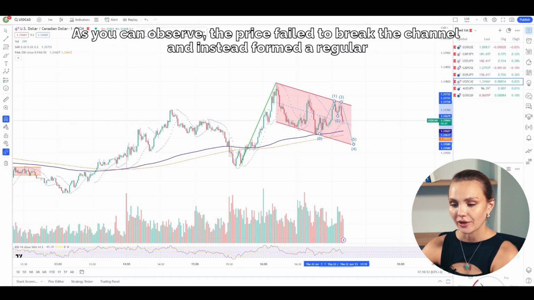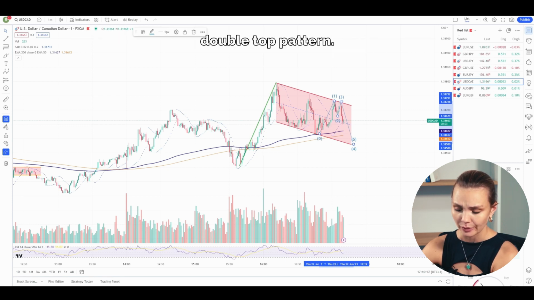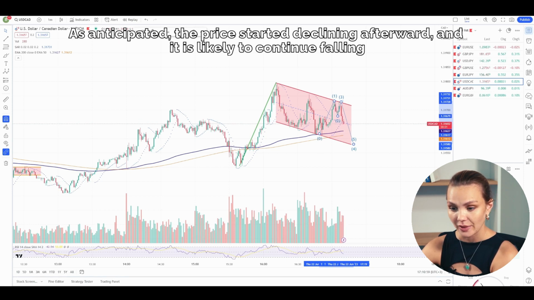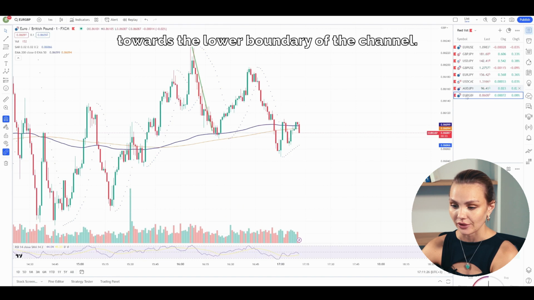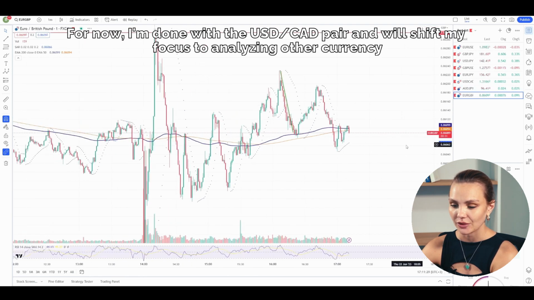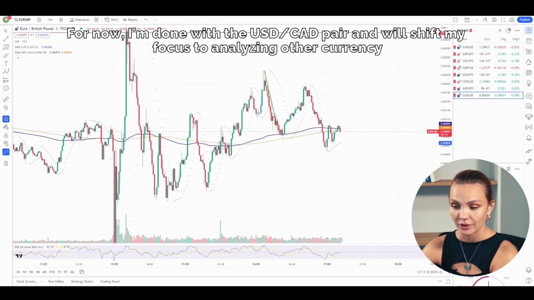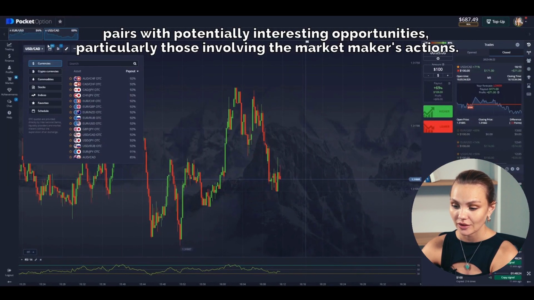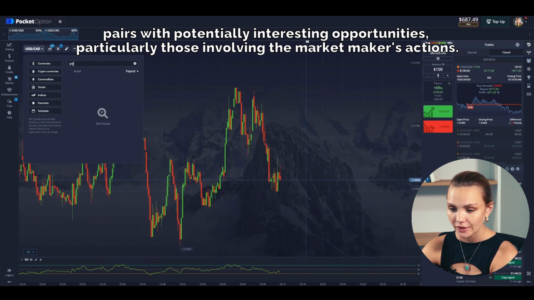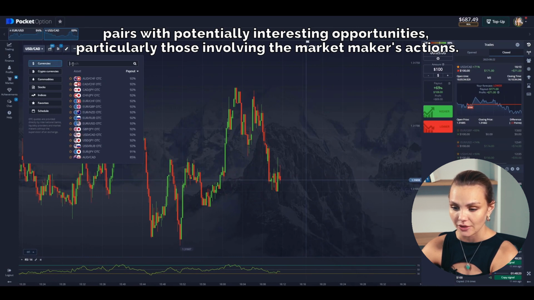As you can observe, the price failed to break the channel and instead formed a regular double top pattern. As anticipated, the price started declining afterward, and it is likely to continue falling towards the lower boundary of the channel. For now, I'm done with the US dollar and Canadian dollar pair and will shift my focus to analyzing other currency pairs with potentially interesting opportunities, particularly those involving the market maker sections.